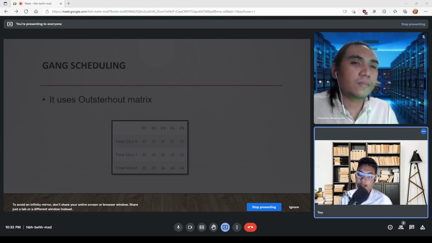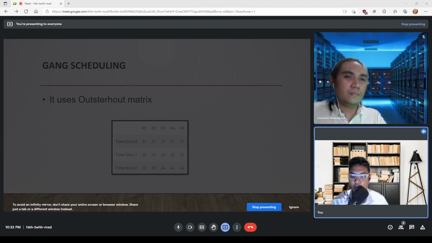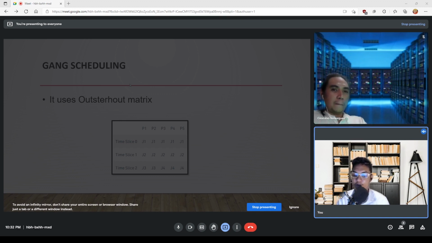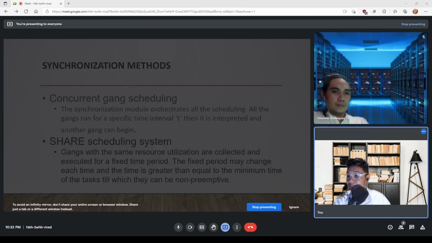As gang scheduling deals with multiple processes and threads, there is a need for synchronization. So, these are concurrent gang scheduling and shared scheduling system. The synchronization module orchestrates all the scheduling. All the gangs run for a specific time interval, then it is interrupted and another gang can begin.